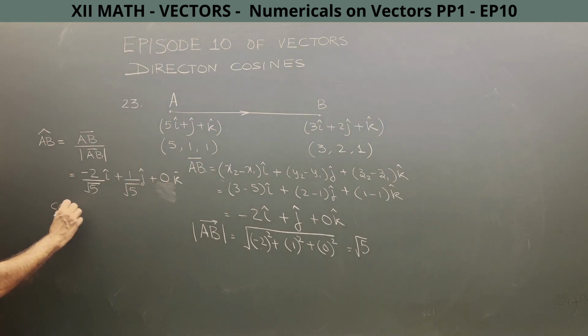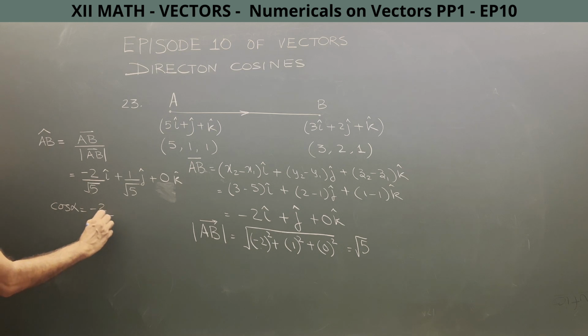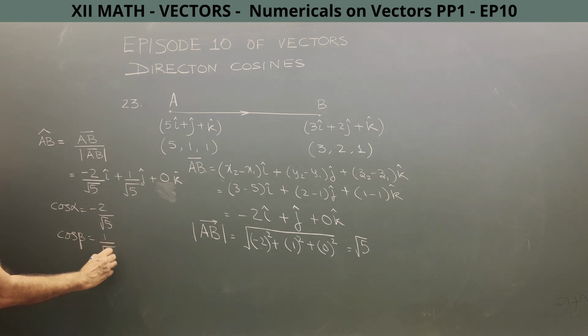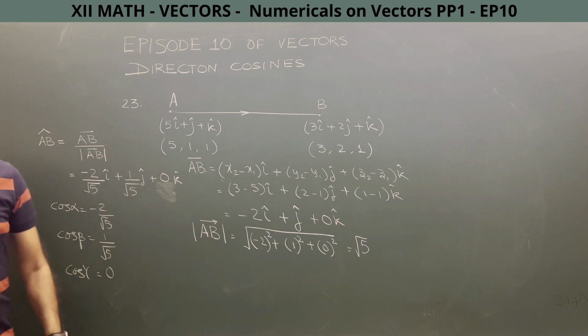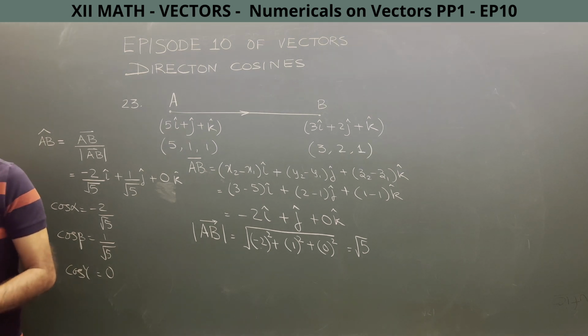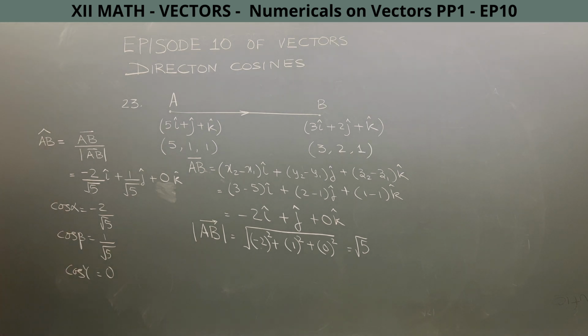So what is cos alpha? Minus 2 by root 5. What is cos beta? 1 by root 5. And what is cos gamma? 0. What I was required to find? The direction cosines. So my answer is done. And these are L, M and N.